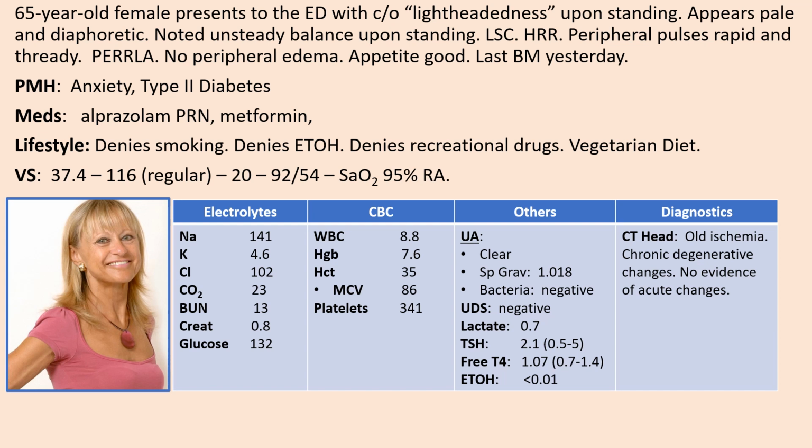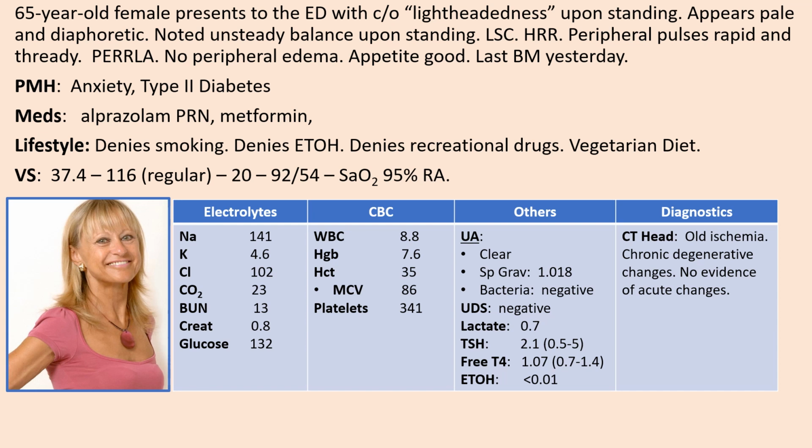Here's a picture of your client. They did a metabolic panel, they did a CBC, and then some other diagnostic studies while she was in the emergency department. You look at the metabolic panel, sodium 141, potassium 4.6, chloride 102, CO2 23, BUN of 13, creatinine of 0.8, glucose of 132. This would be a random glucose in the emergency room, not a fasting glucose. So all of those electrolytes are within normal limits, nothing significant there.